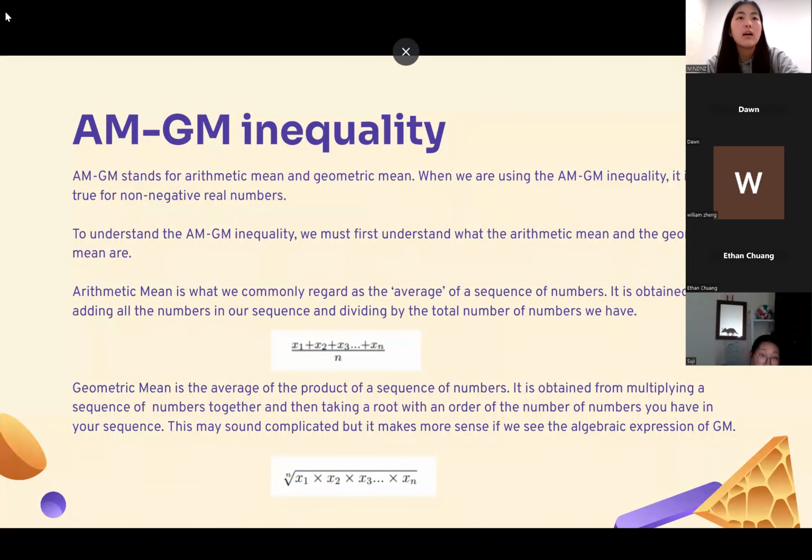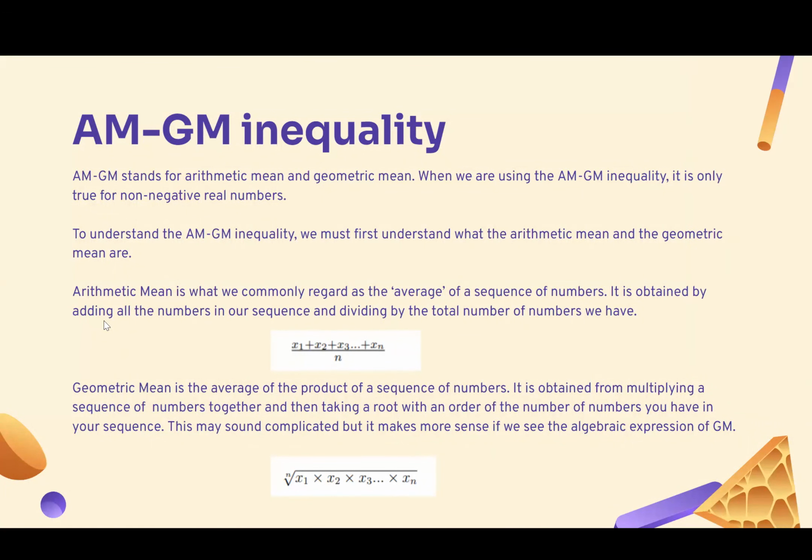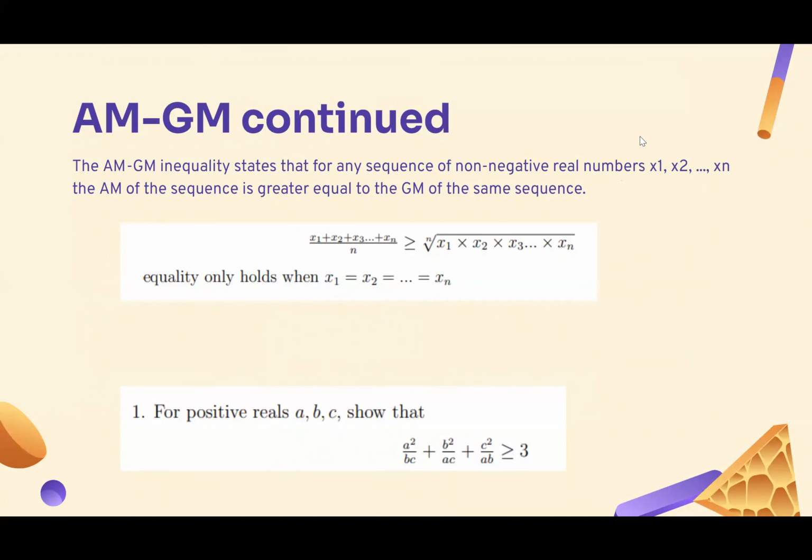Okay, so this is what the arithmetic mean and the geometric mean are. What the AM-GM inequality states is that for any sequence of non-negative real numbers x1 to xn, the AM of the sequence is greater than or equal to the GM of the same sequence. It can be expressed algebraically as we see below. It's important to note that equality holds only if x1 equals x2 all the way to xn, so they all have to be equal. You can try it out: if they are all equal, your left-hand side is just x1 and your right-hand side is also just x1. That's not too hard to see.